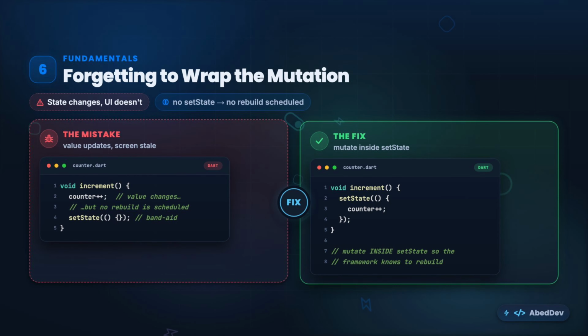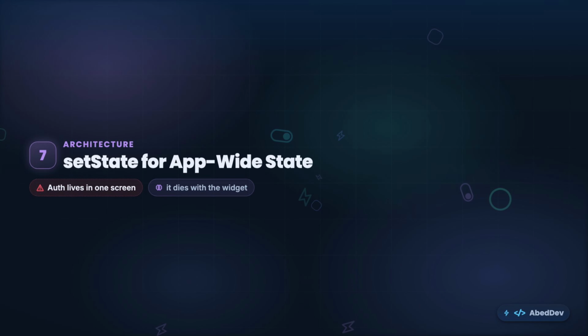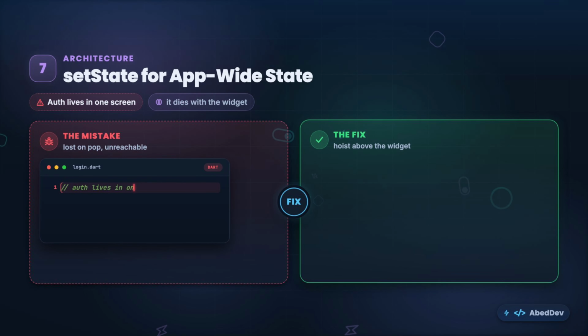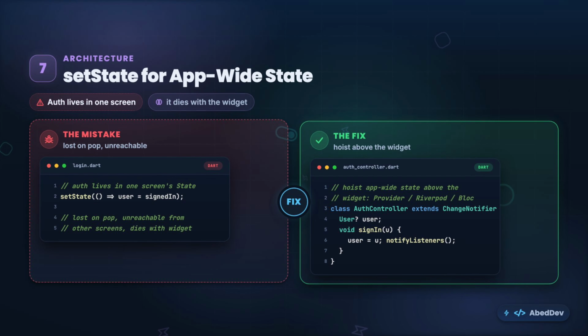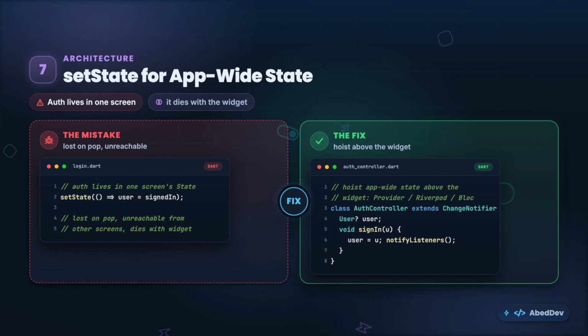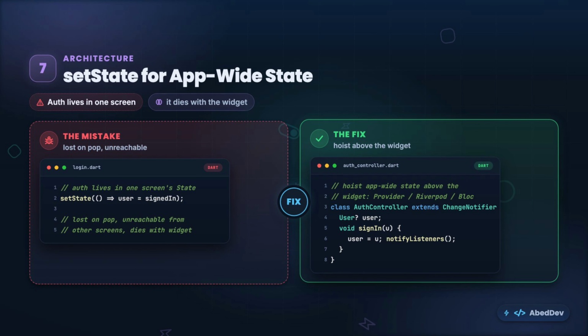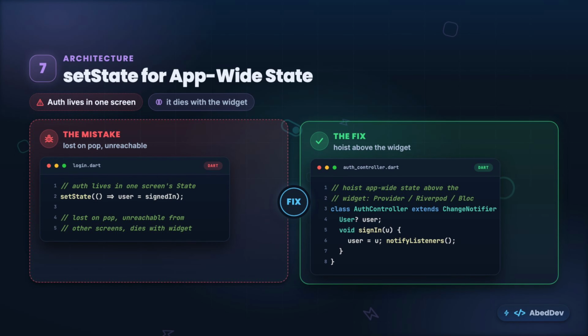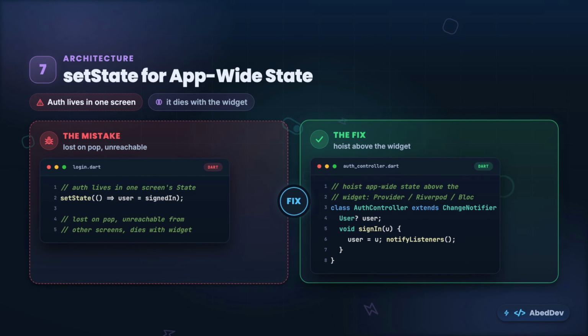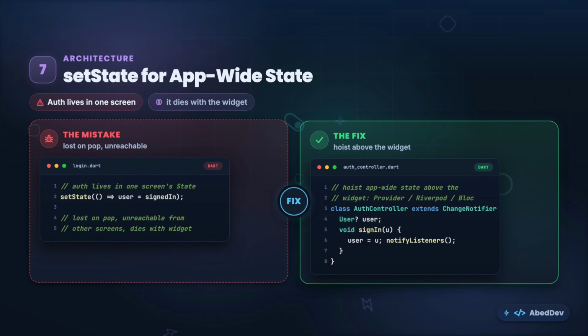Number 7. Keeping app-wide state in a single screen's setState. Your auth token, the logged-in user, living inside the login page state. Pop that screen and it's gone. No other screen can reach it. The state outlives the widget. The fix: hoist it above the widget tree into a controller or provider that the whole app can read and that survives navigation.